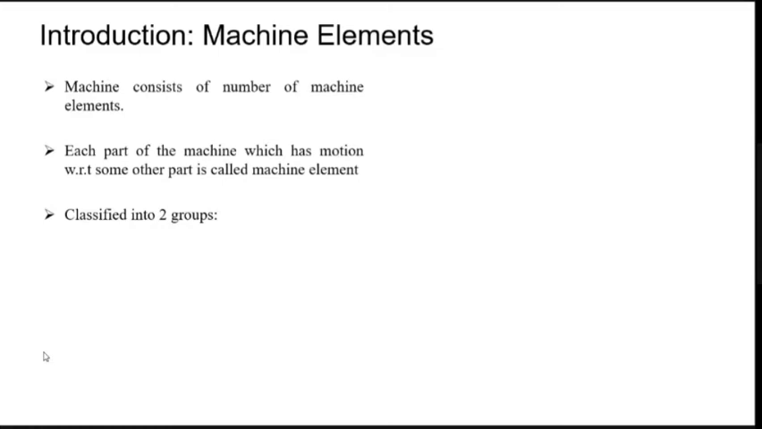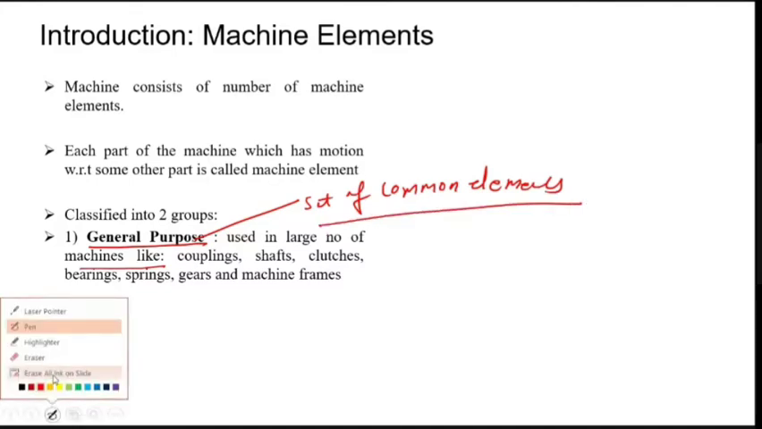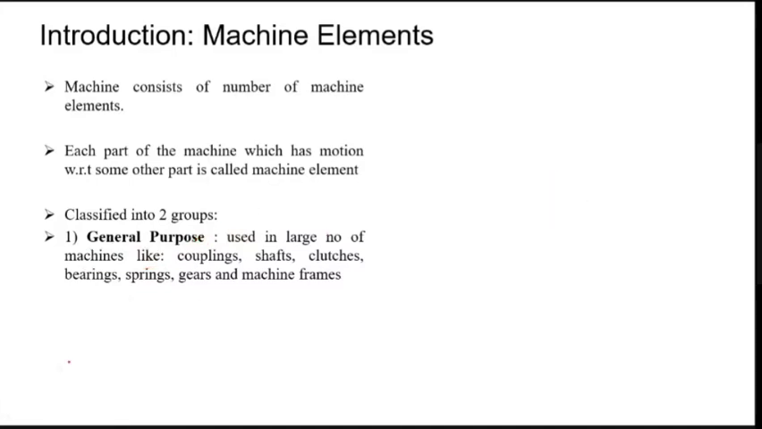So basically now, how will you classify these before going to the design? Classify them into two groups. General purpose is a group which is used in a large number of machines. General purpose means what? These are the machine elements which have a high demand. They are used in a large number of machines. Almost these are common. This general purpose is a set of common elements. Try to understand this. Okay. Is it clear? Okay.